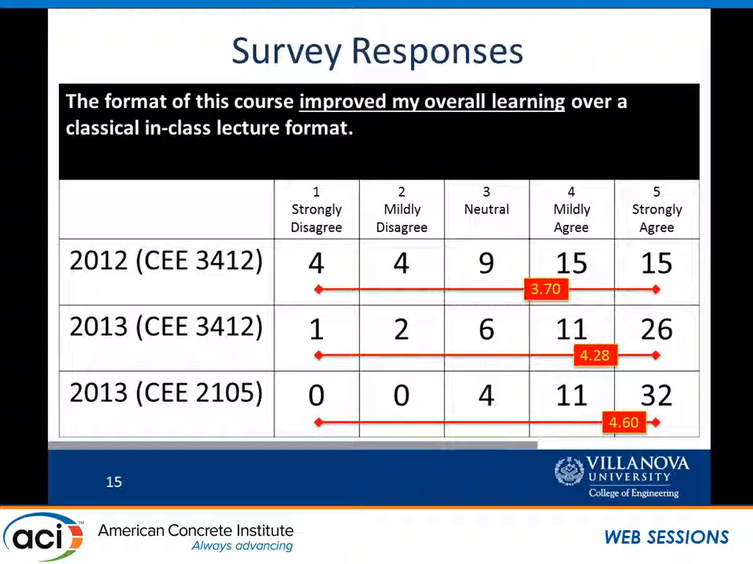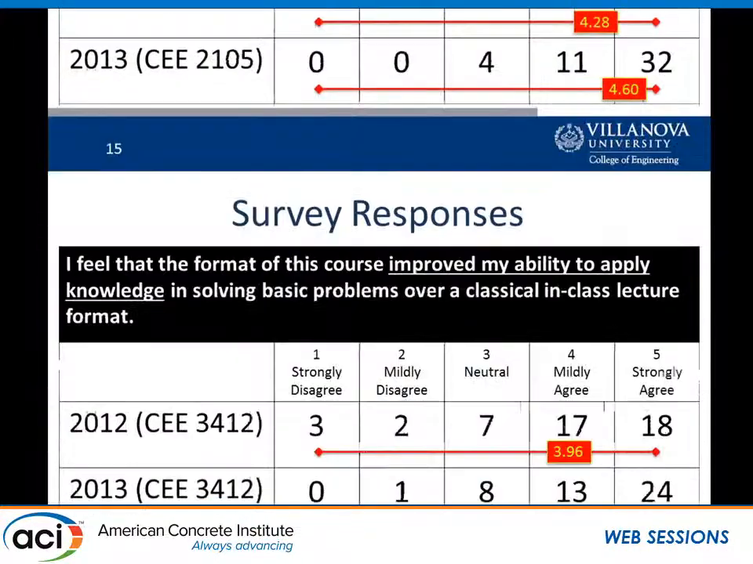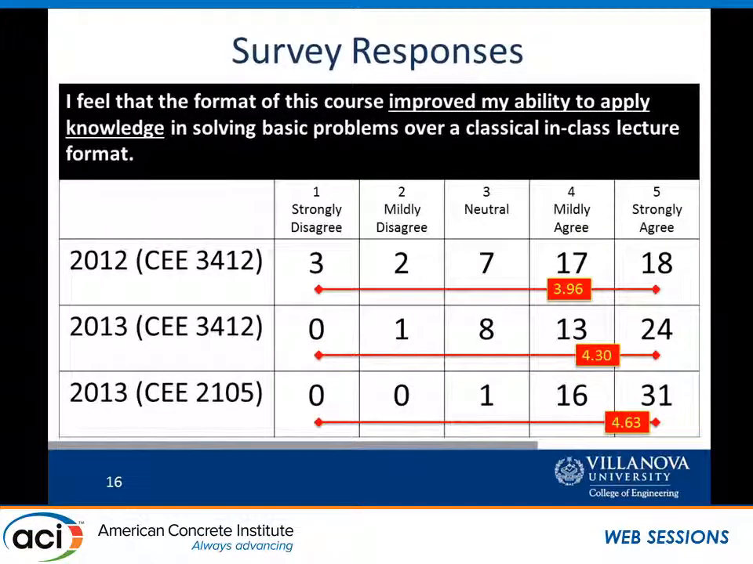A lot of the kinks take some time to work out. Again, we've also, I think, ironed out some of the how much content in a course. But last version 4.6 out of 5. Improved my ability to apply knowledge. Same idea. Last 4.63.